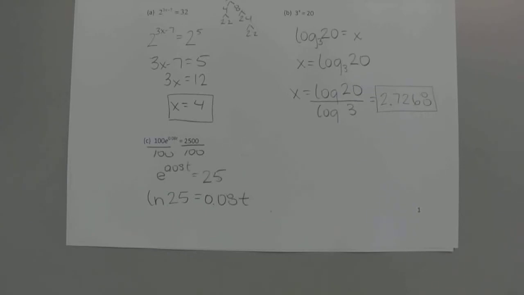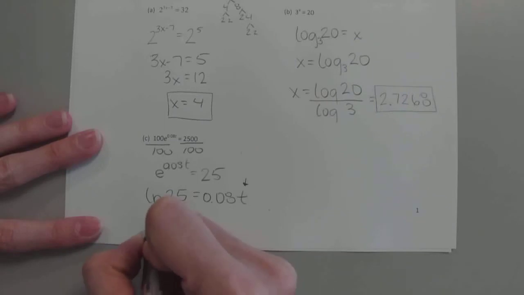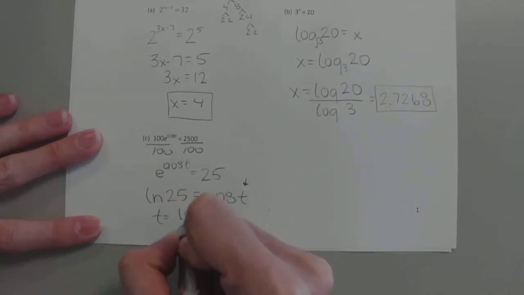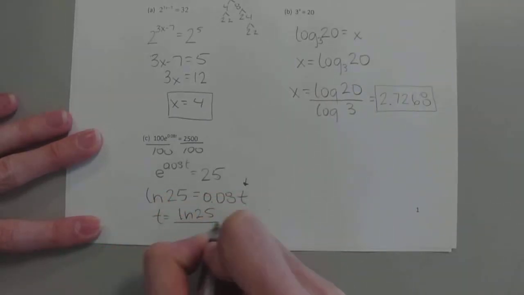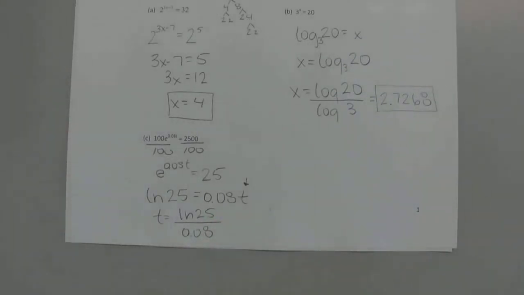Okay, so go back and look at B. The exponent was x. See how he was by himself equal to the log. And in C, the exponent was 0.08t. See how he's by himself equal to the log, right? So we want to get t by itself. Divide, exactly. I'm going to rewrite it in order, if that's okay. So we'll have t equals the natural log of 25 all divided by 0.08.